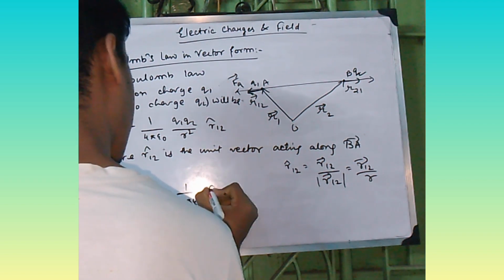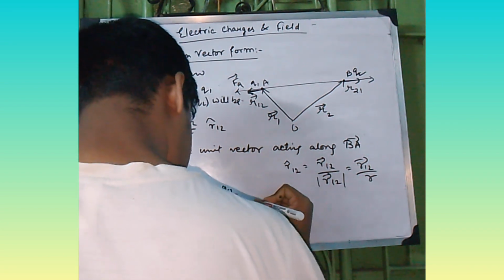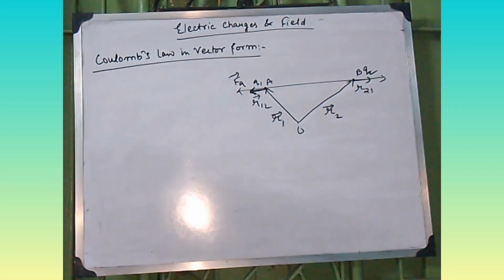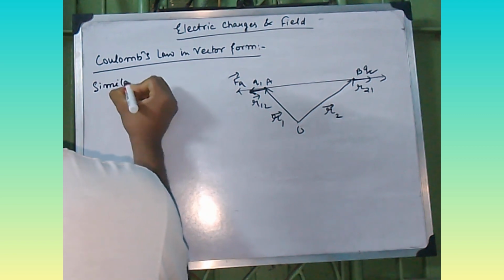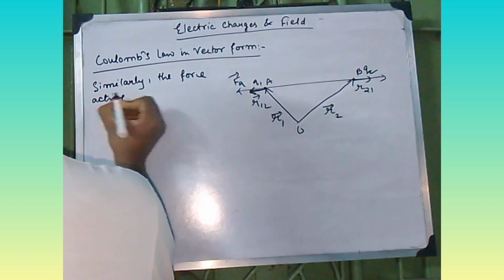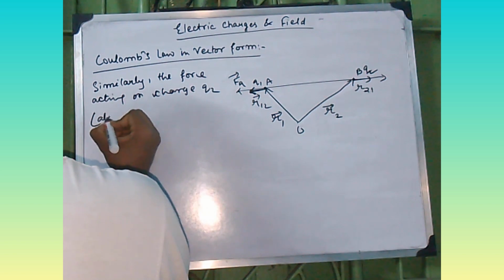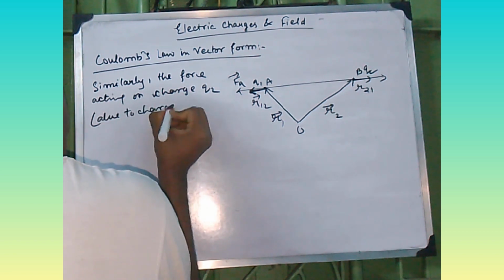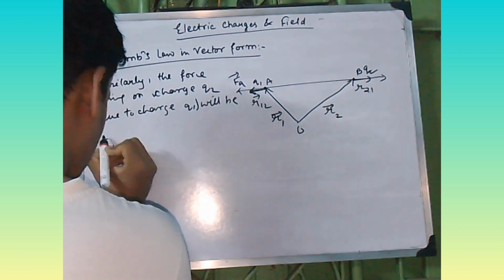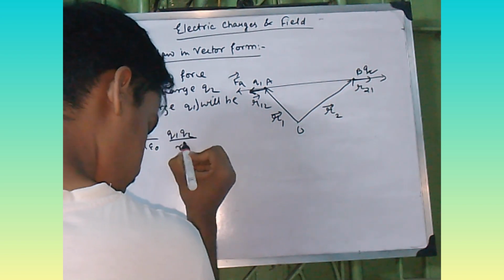Thus we can say vector F12 will be written as 1 divided by 4 pi epsilon naught q1 q2 by r cube vector r12. Similarly, the force acting on charge 2 due to charge 1, vector force F21, will be written as 1 divided by 4 pi epsilon naught q1 q2 divided by r cube vector r21.